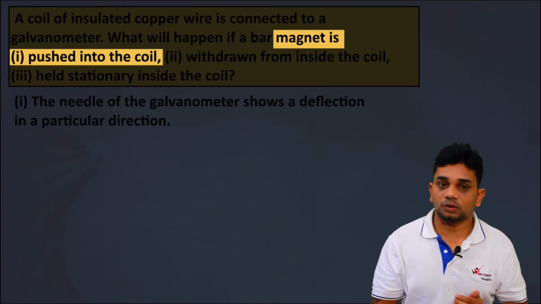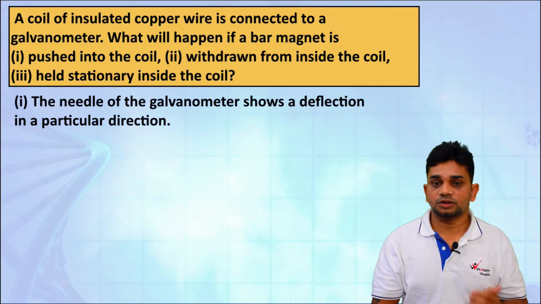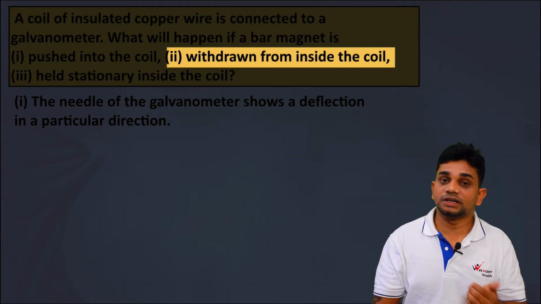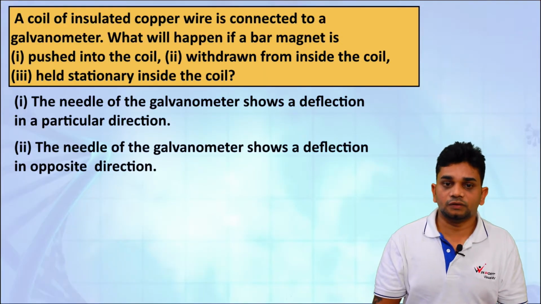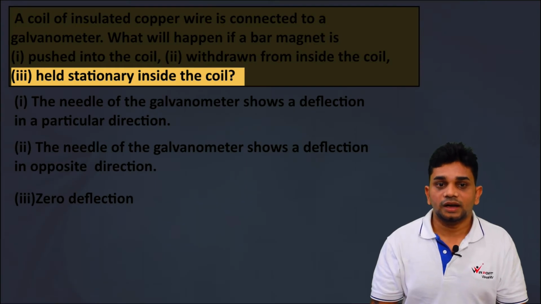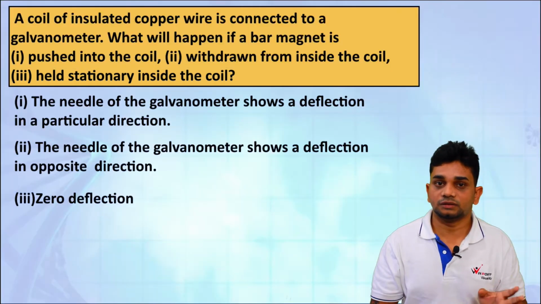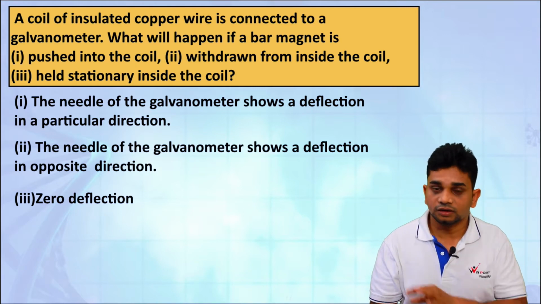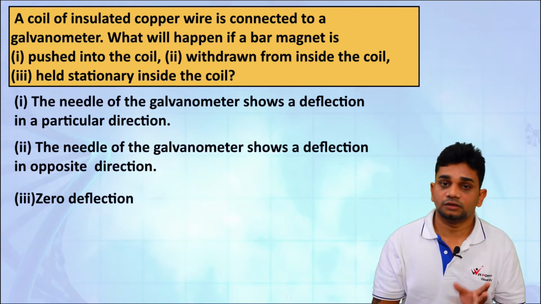Magnet is pushed into the coil. The needle of the galvanometer shows a deflection in a particular direction. Second one, withdrawn from inside the coil. Answer is the needle of the galvanometer shows a deflection in opposite direction. Third one, held stationary inside the coil. There is no deflection when we are keeping the magnet inside the coil stationary. There is no deflection, there is no electricity, zero deflection.